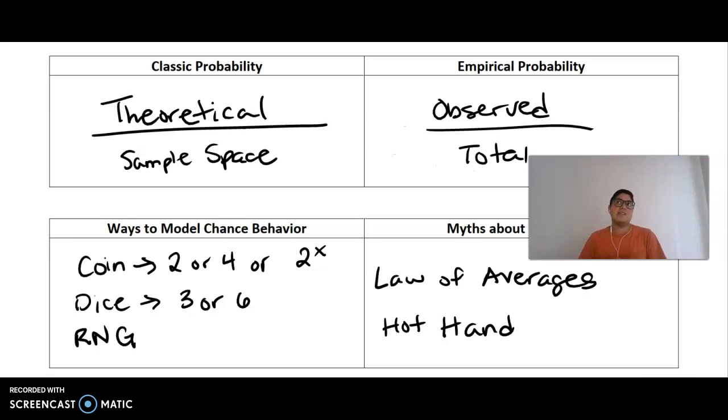Now, the thing that you do need to take into account is that when we're modeling these chance behaviors, they have to match closely to the outcome. So, for example, flipping a coin is theoretically 50-50, so I couldn't model something that's about 60-40 or 70-30.